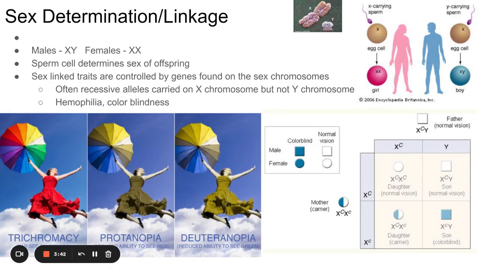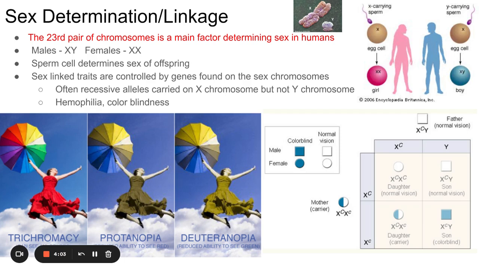There's also traits that are called sex-linked. And sex-linked traits are interesting. Sex-linked traits are traits that are carried on the X chromosome. So on the X chromosome, there's a bunch of genes for different things. And if a gene is carried on the X chromosome, it's called sex-linked.